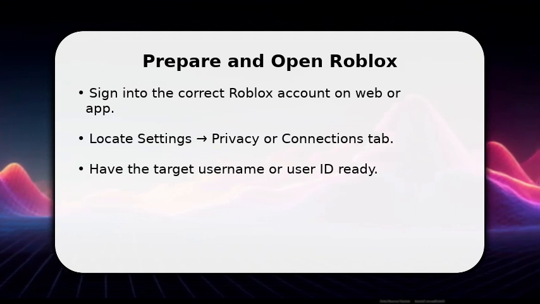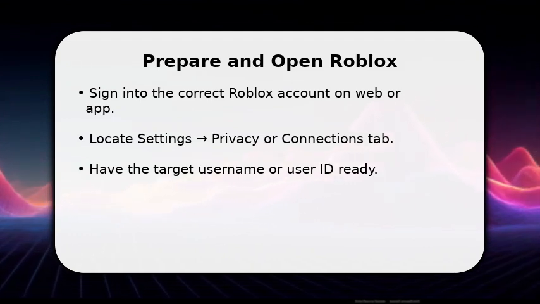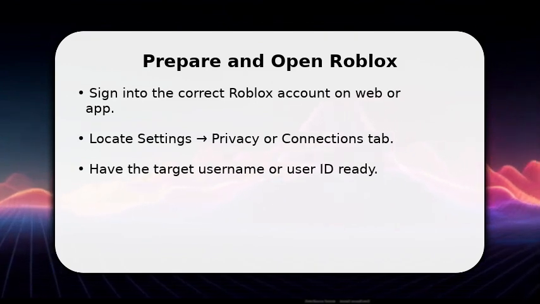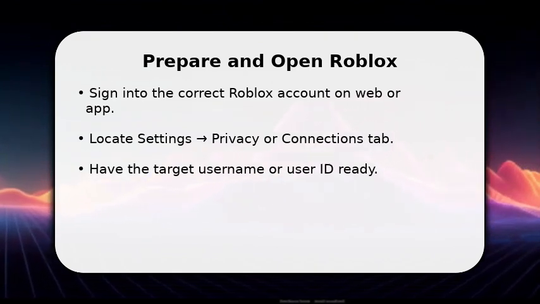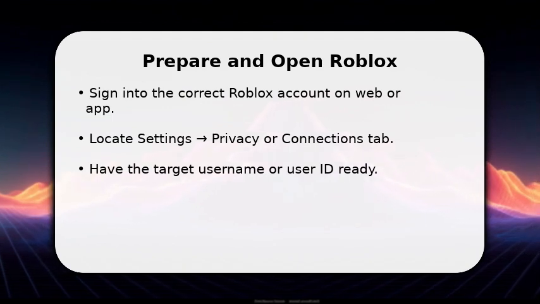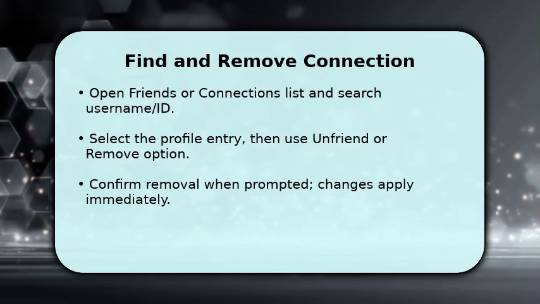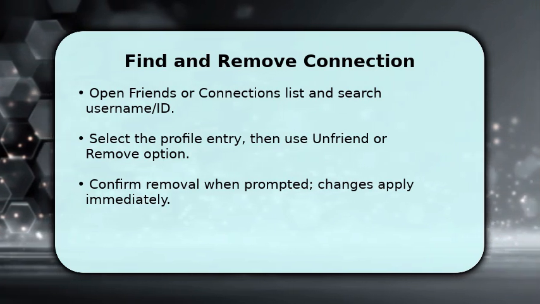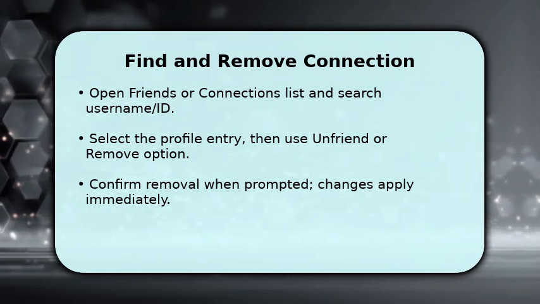You need the other person's username or their numeric user ID to identify the right entry, so keep it handy. Do this now so you're looking at the exact connection list and can avoid removing the wrong contact. Once done, use the search field in Friends or Connections to find that username or ID. This narrows results and prevents errors.